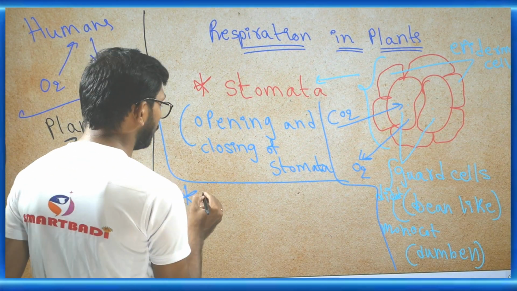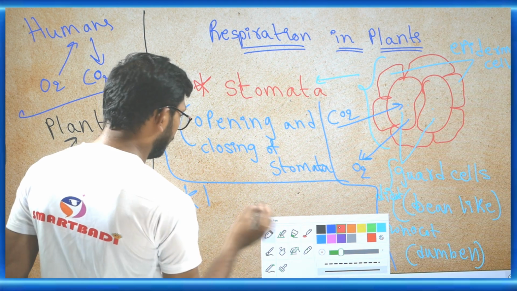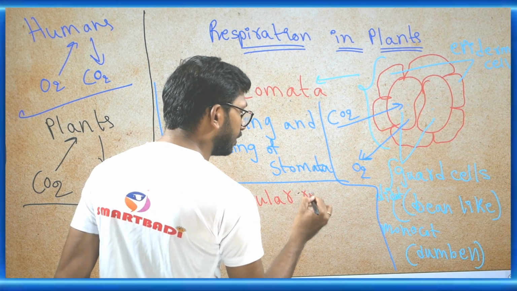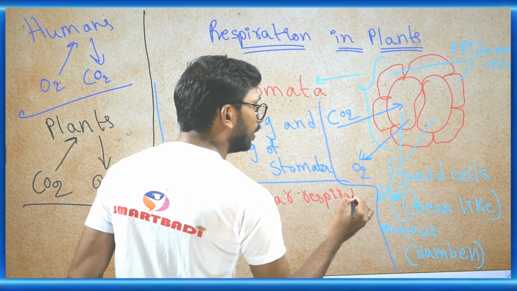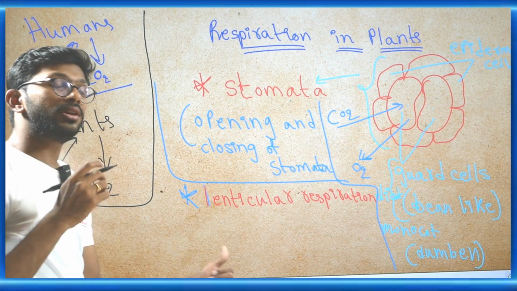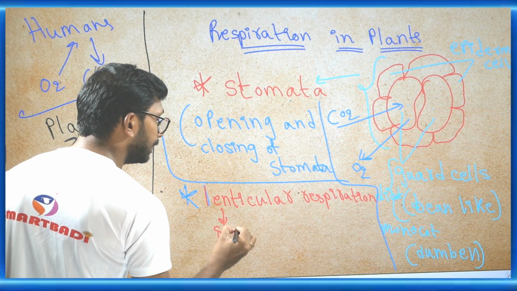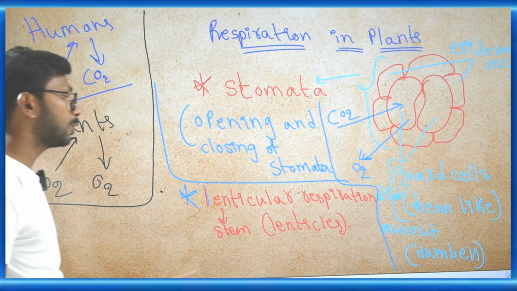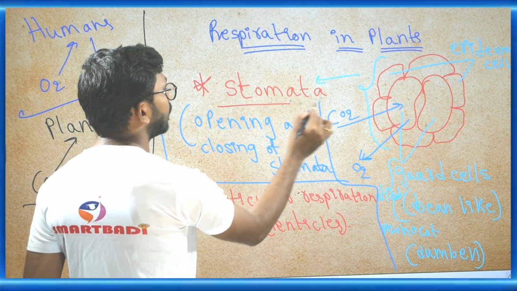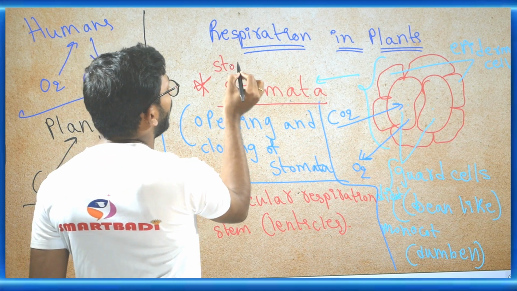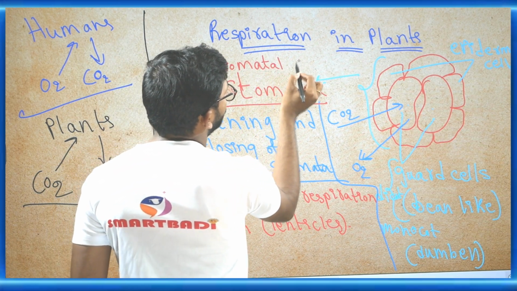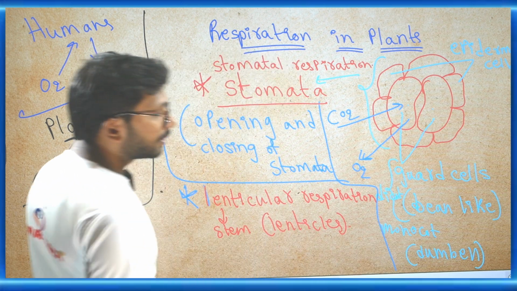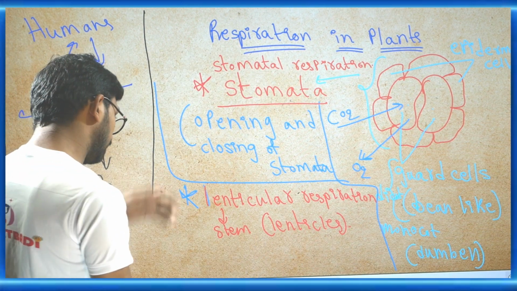So here we can write another type: lenticular respiration. Lenticular respiration is nothing but respiration that occurs in the stem by the lenticels. That is why we call it lenticular respiration. Whereas the respiration which occurs by the stomata is considered stomatal respiration. These are the types which occur in the plant.